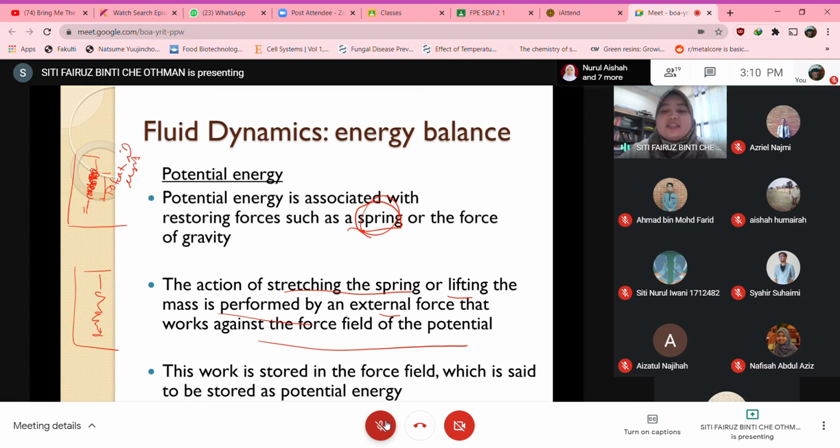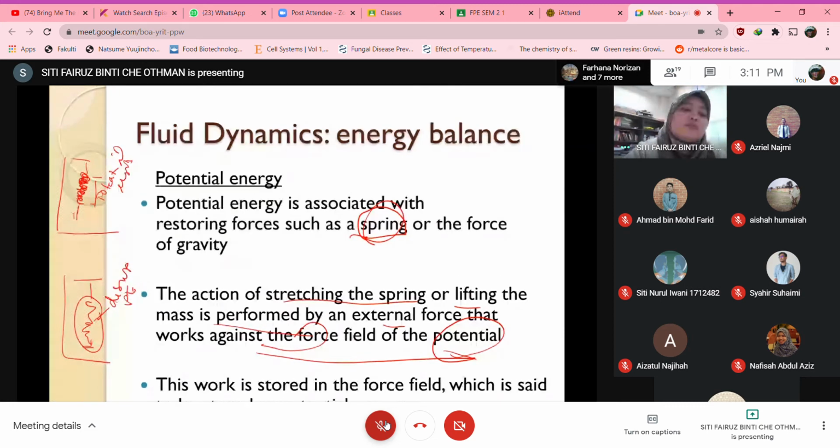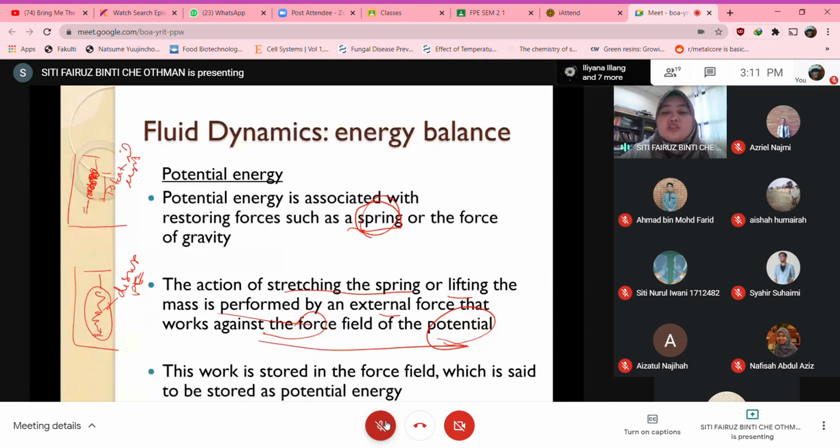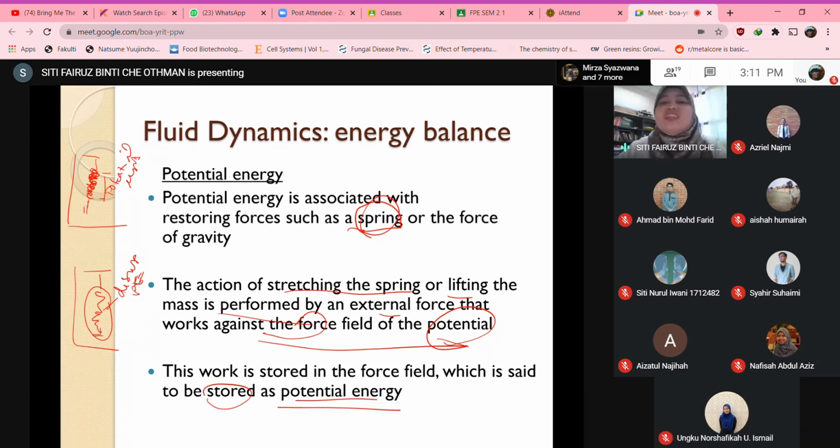Alright, the stretching or lifting performed by external forces work against the force of field of the potential lah. Alright. So meaning kalau ada external force, it will actually disrupt, okay? It will disrupt the potential energy tu. Alright. So this work is stored in the force field which said to be stored, okay? Senang cerita potential energy ni stored energy lah, okay? Contohnya macam kalau dekat atas kereta tu kan, dekat atas bukit ni kan, dia tak bergerak kan. So kat sini dia potential energy lagi. Okay.